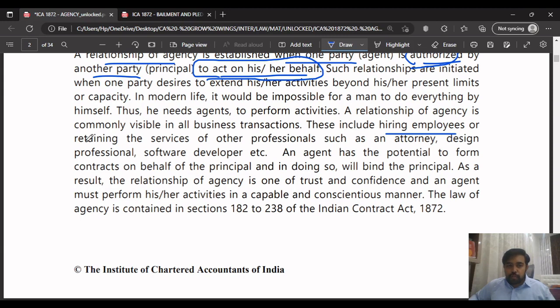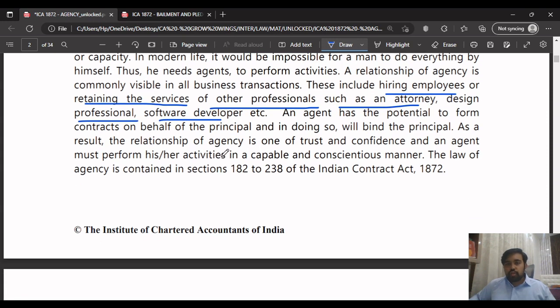These include hiring of employees and retaining the services of other professionals, such as attorneys, design professionals, and software developers. Even the people who are working in chartered accountant firms can be considered as agents. In a partnership firm, the partners, chartered accountants who are partners, are also agents of each other.